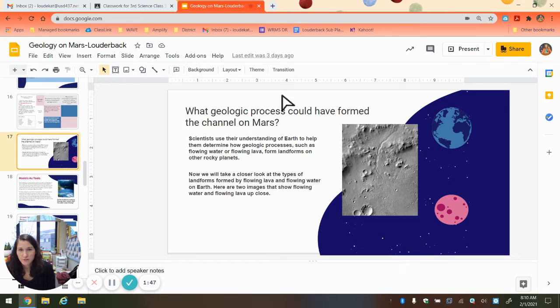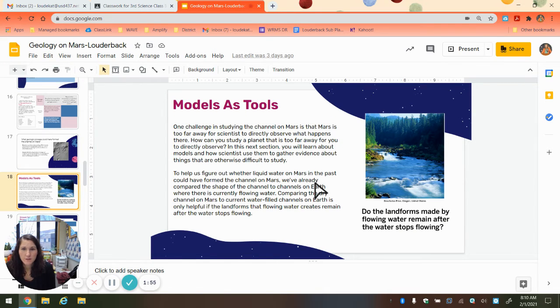Ultimately, we're trying to decide what geologic process could have formed this channel right here. So we're going to do a little bit more investigation today, and we're going to be looking at the investigation through using models as tools. All right, so getting a little presentation here.